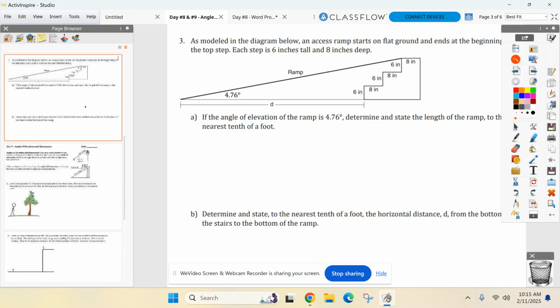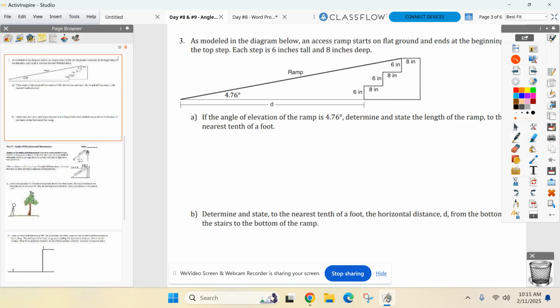I just want to make sure I can do day 8 and 9 on the same day. We're still using sine, cosine, and tangent, except in word problems. So I am not teaching you anything new. It's just looking at a word problem and trying to figure out what's the best to use here, sine, cosine, or tangent.